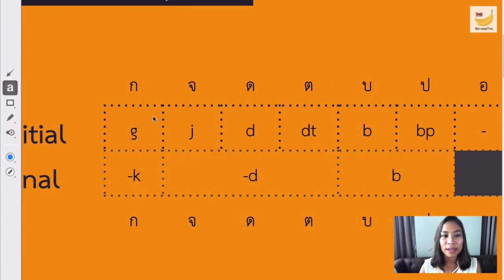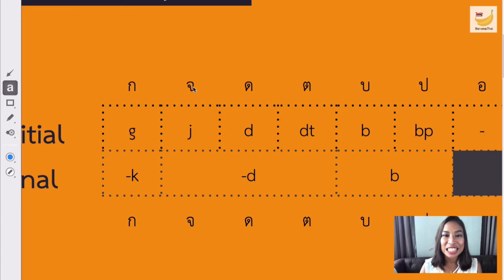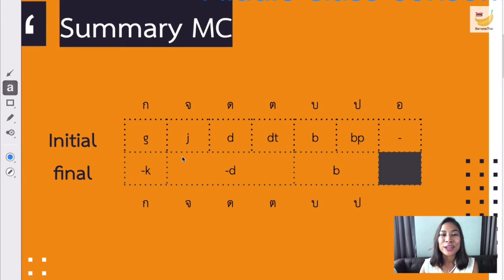You have this one: กอไก่, จอจาน, ดอเด็ก, ต่อเต่า, บอใบไม้, ปอปลา and ออ่าง. It is a placeholder. So it's time for you to write the sound here on your textbook. กอไก่ is g sound. จอจาน is j sound. ดอเด็ก is d sound. ต่อเต่า is t sound. บอใบไม้ b sound. ปอปลา p sound. And ออ่าง is a placeholder. No sound, silence.